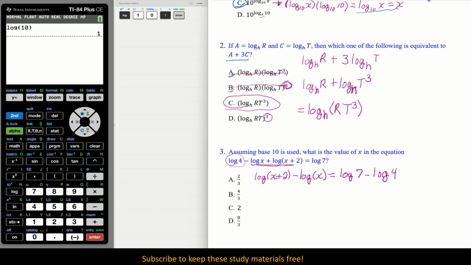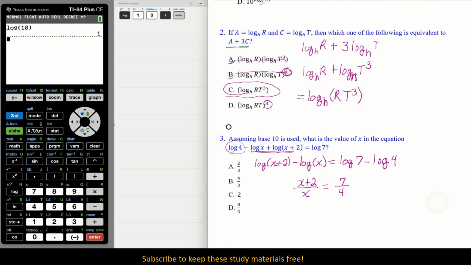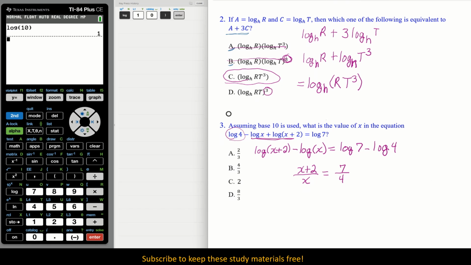Now we know that when two logarithms are subtracted, we are actually dividing our arguments. And every term has a log, so it is appropriate to drop the log at this time. So what are we looking at? We are looking at (x plus 2) over x equals 7 over 4. You could follow through, and we will, but I still want to show you something else in the calculator. I will get this in two different ways, and you can decide which one is best for you.